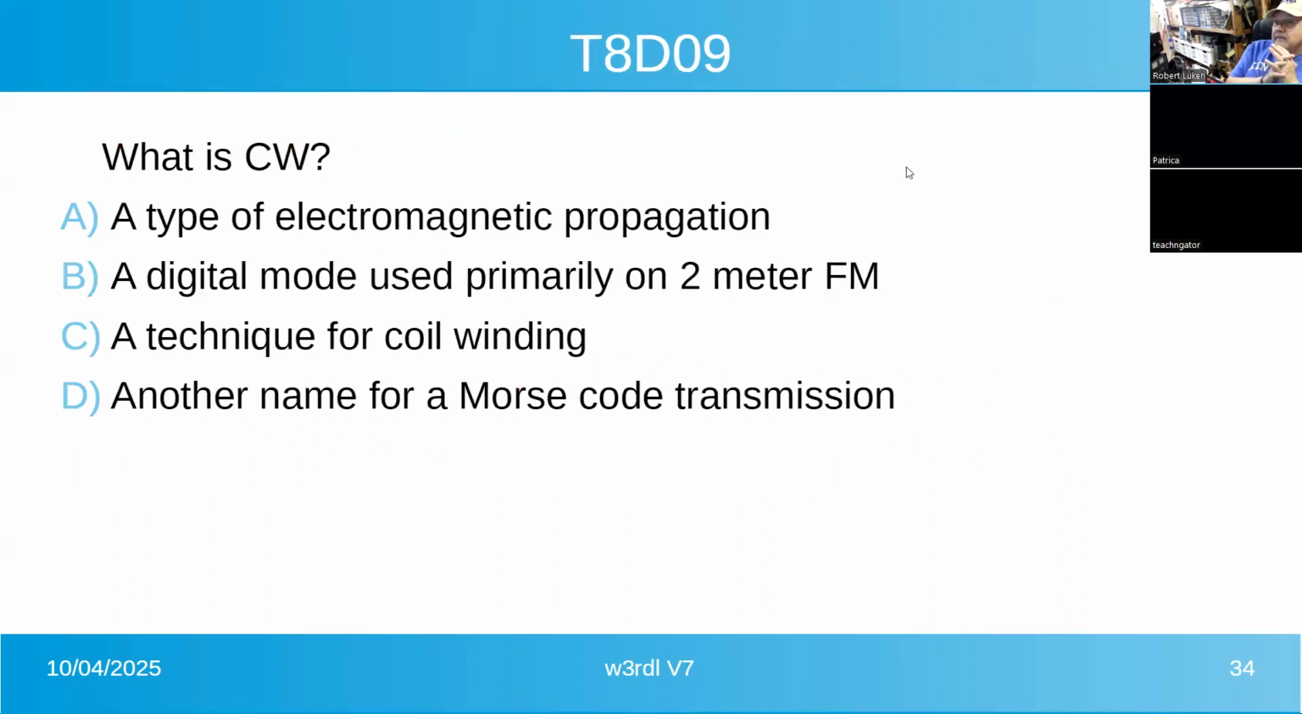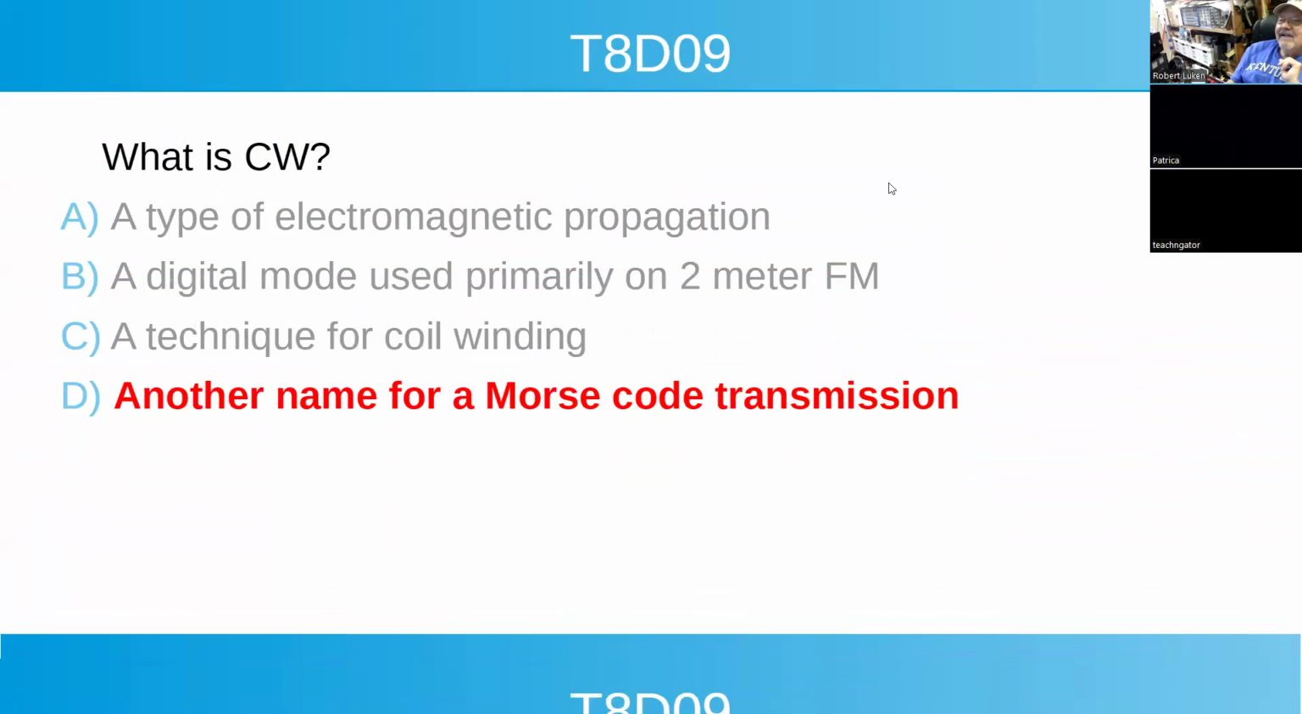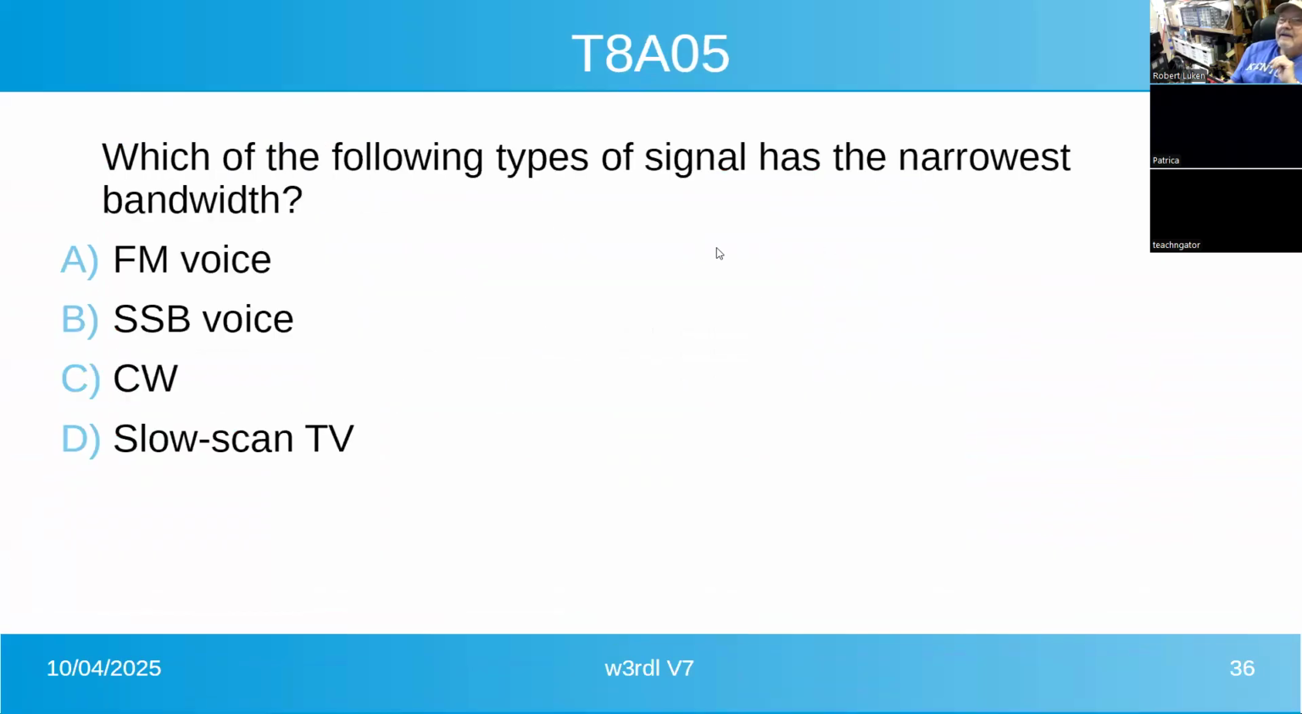So what is CW? Delta. Which of the following types of signal has the narrowest bandwidth? Charlie. That just happens to be the narrowest of the four they showed.